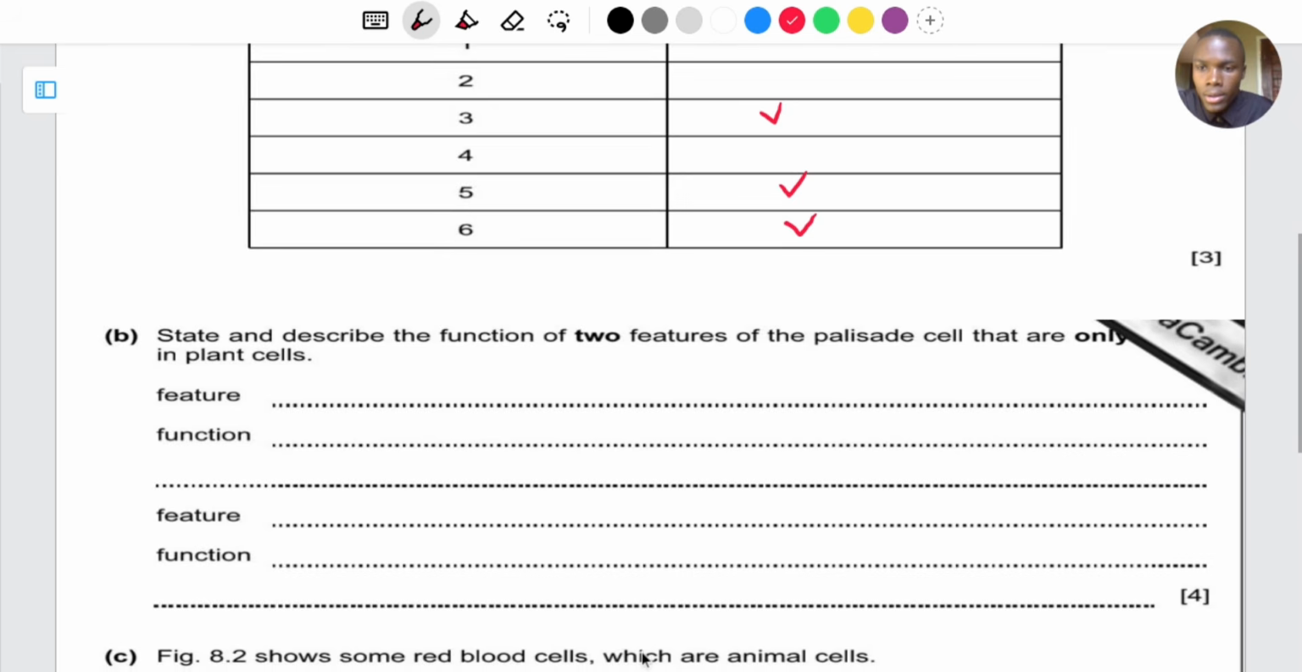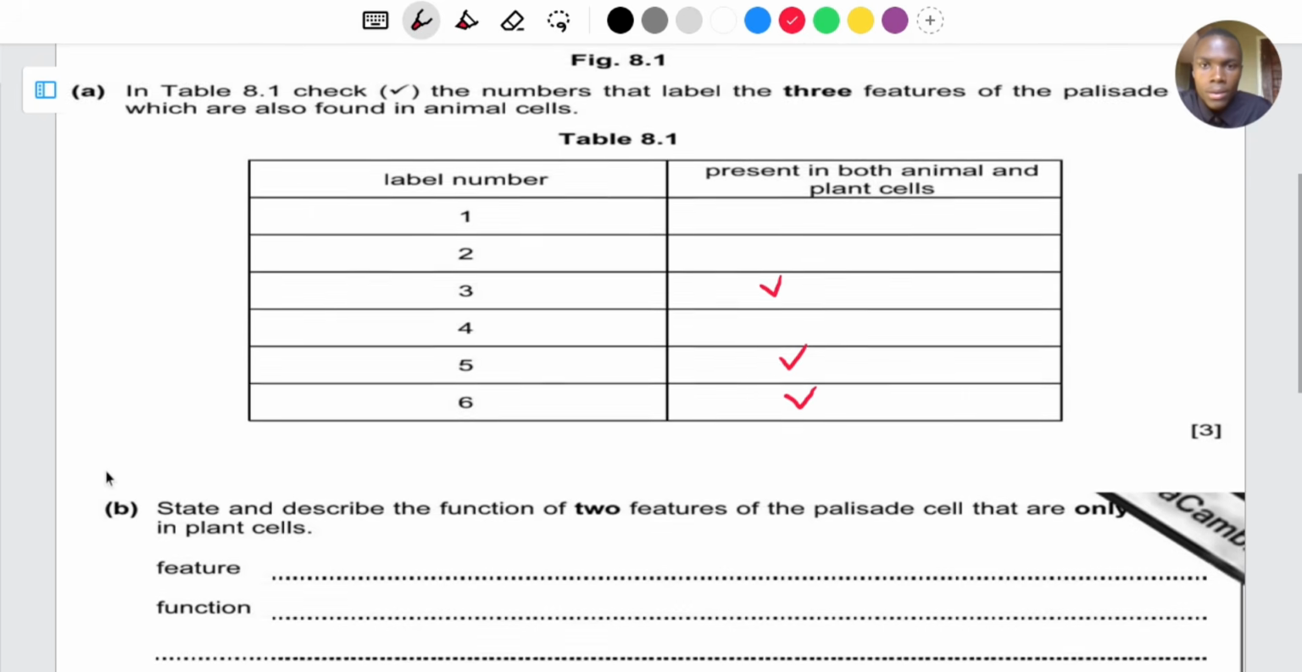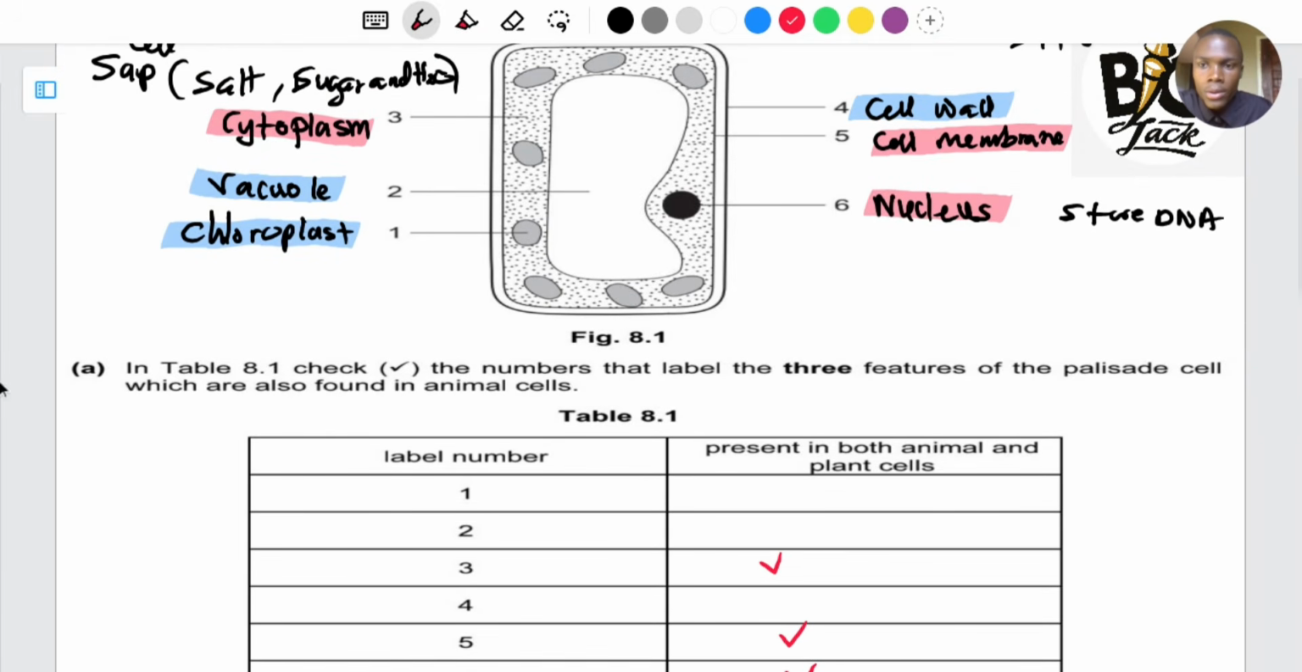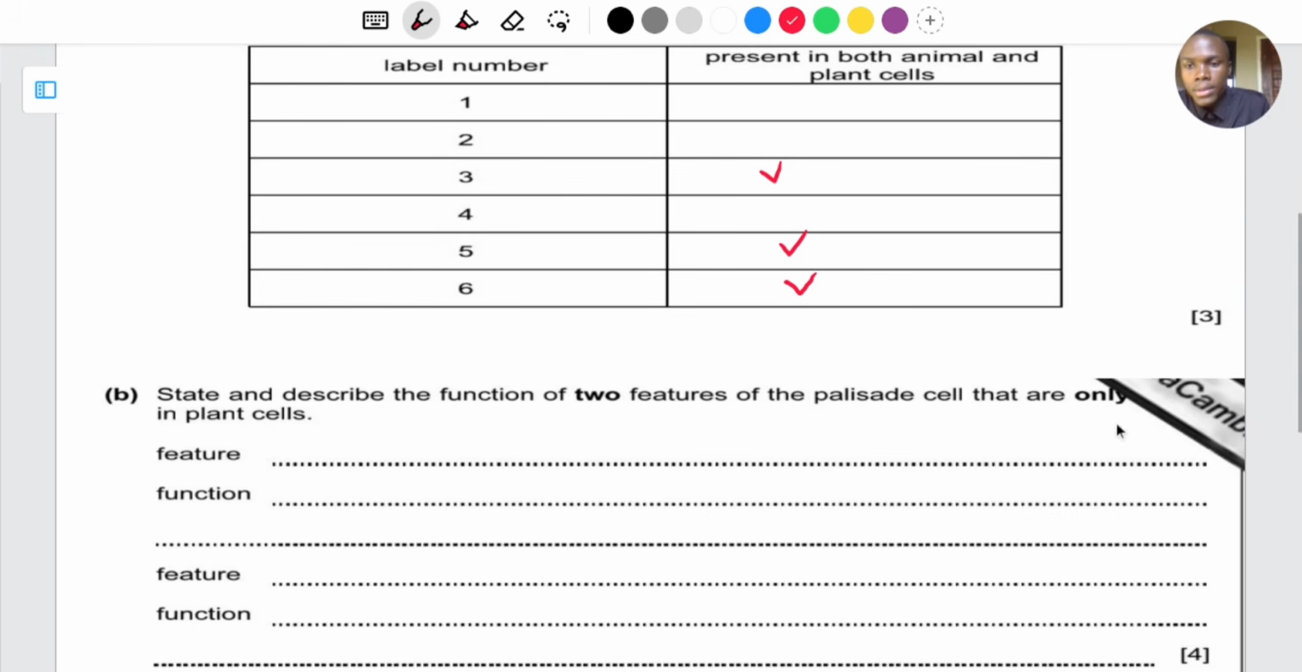The second question is saying state and describe the function of 2 features of the palisade cell that are only found in plants. It's a free question where you have to choose. From here you have to choose 2. You can talk of the vacuole, the chloroplast, or the cell wall, or whichever cell structures that you want. So let me start with the chloroplast.